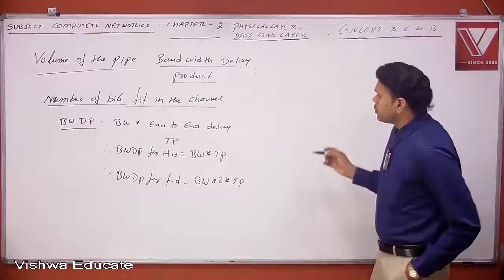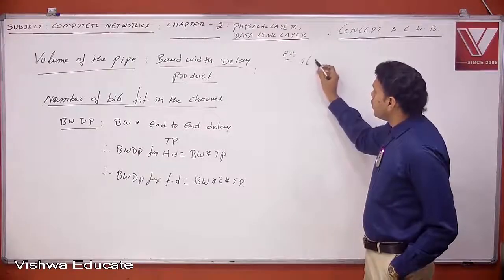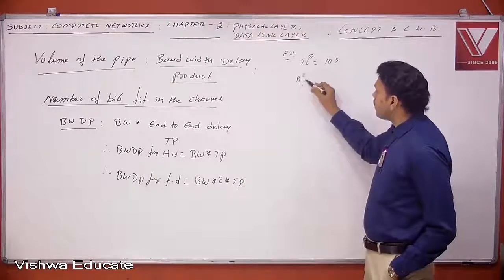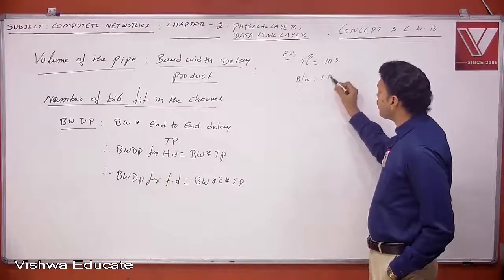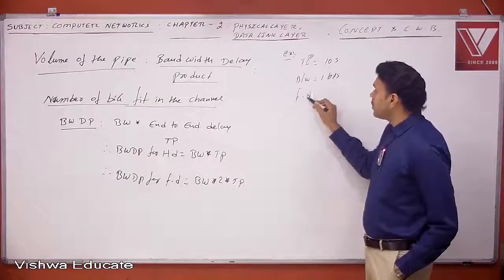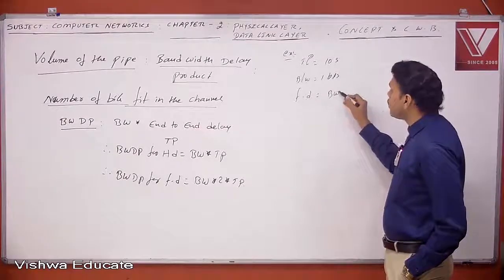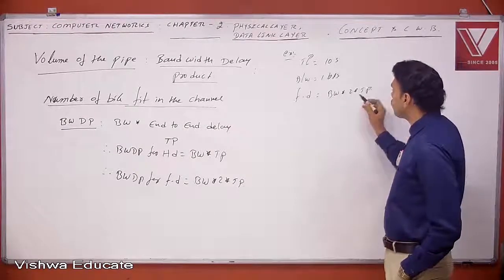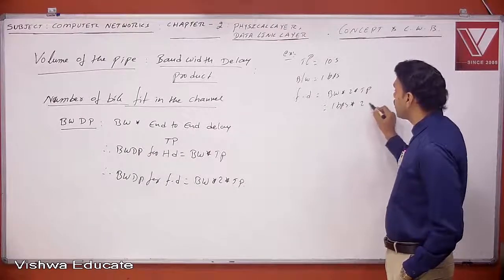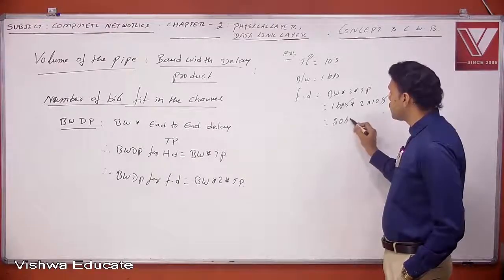As I am saying, for example, Tp is equal to 10 seconds and bandwidth is equal to 1 bit per second. So I am saying full duplex channel. So how many bits? Bandwidth into 2 into Tp. That is equal to 1 bit per second multiplied by 2 into 10 s. Therefore, it is 20 bits.